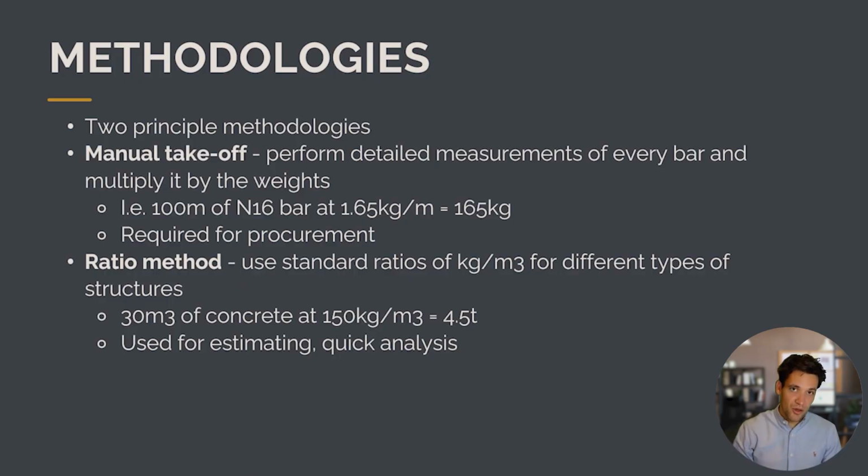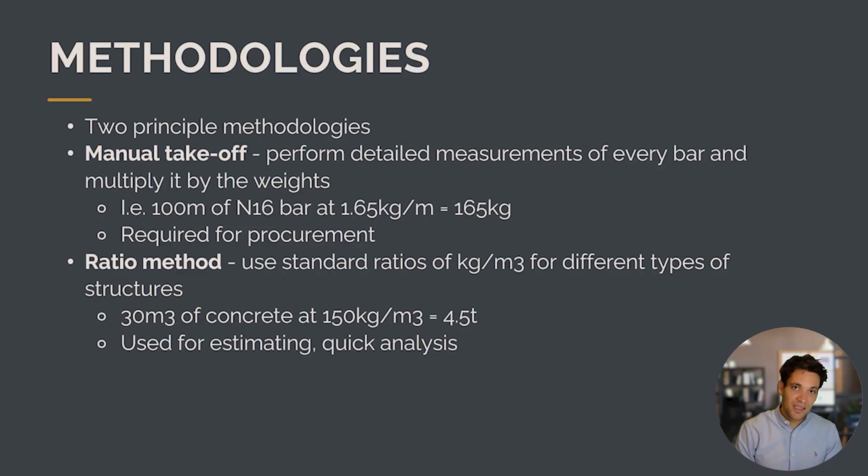Okay, so how do we do a steel reinforcement takeoff? Well, there's two main methodologies that we can use. There's a manual takeoff method. So this is where we perform a detailed measurement of every single bar in the slab and multiply it by the weight per meter of the bars. So for example, if we do a takeoff from a drawing and we determine there's 100 meters of N16 bar and it weighs 1.65 kilograms per meter, then the total weight would be 165 kilograms. This would be required for procurement or detailed cost estimates.